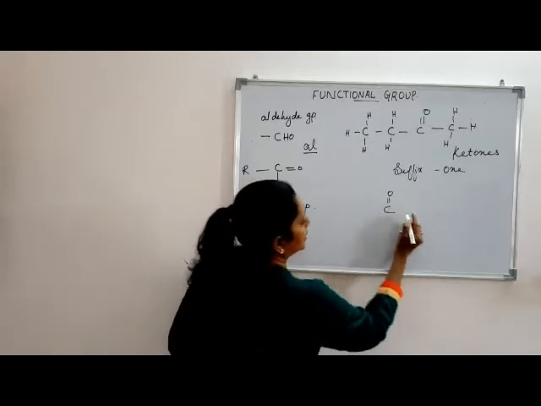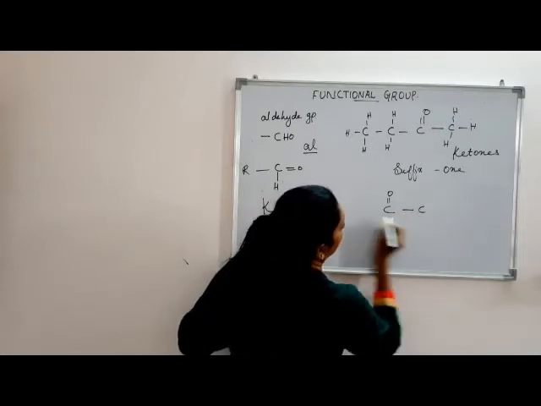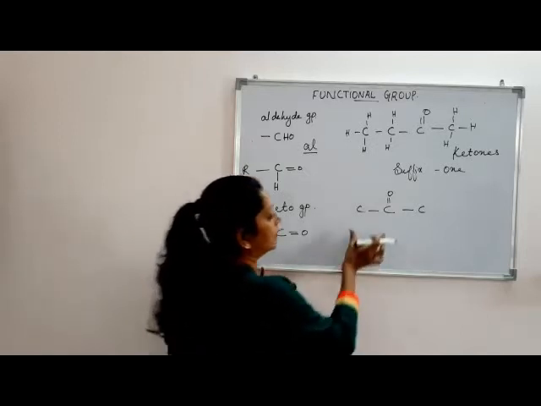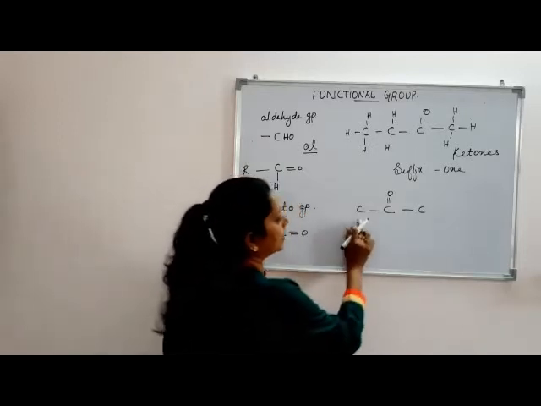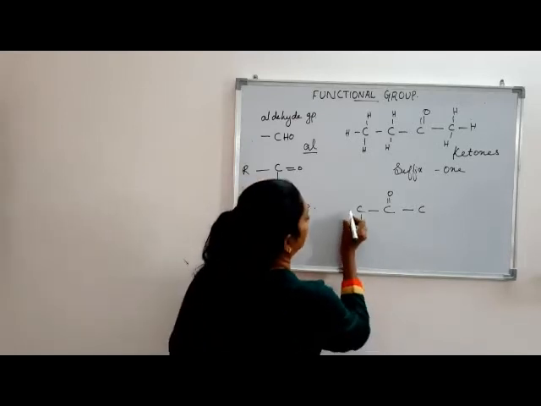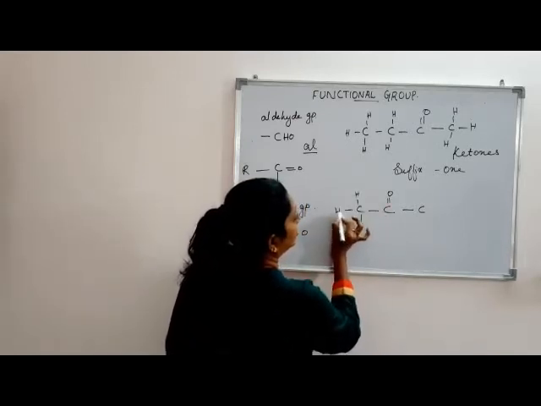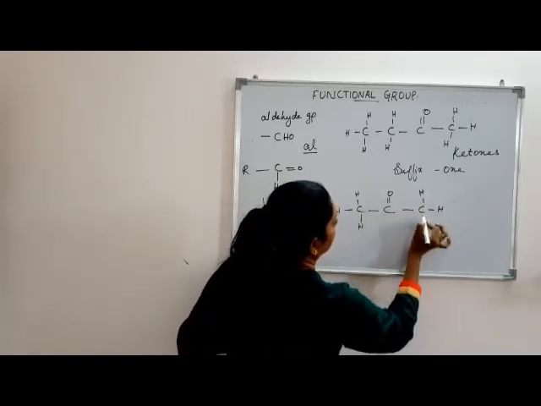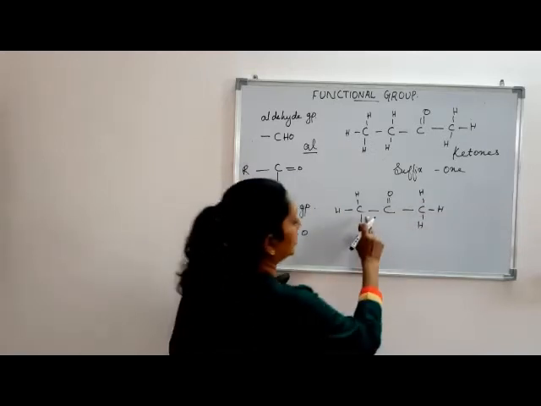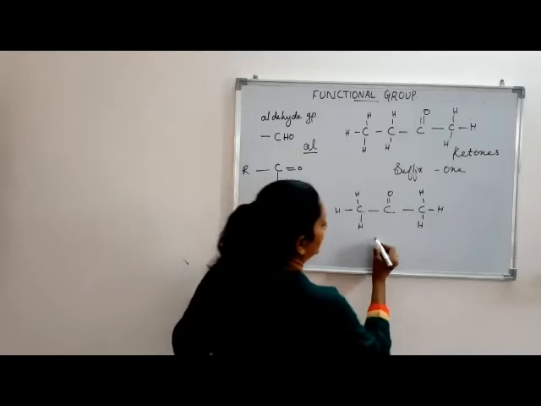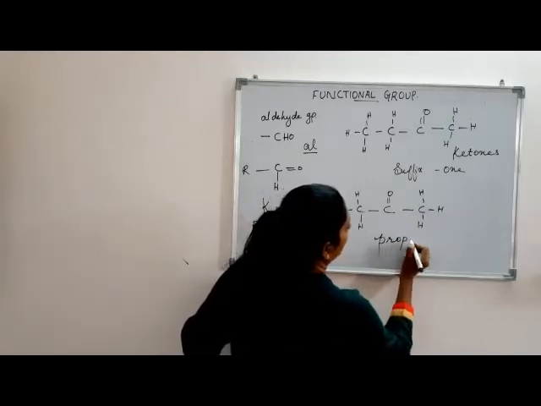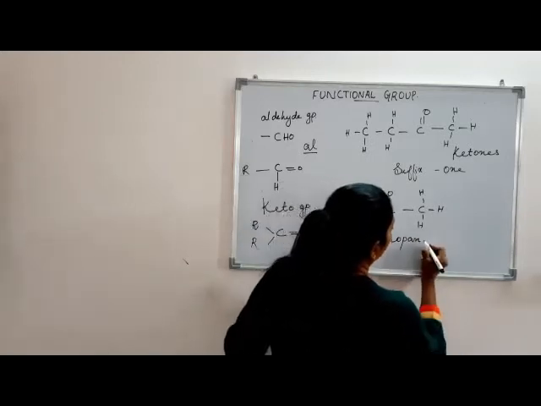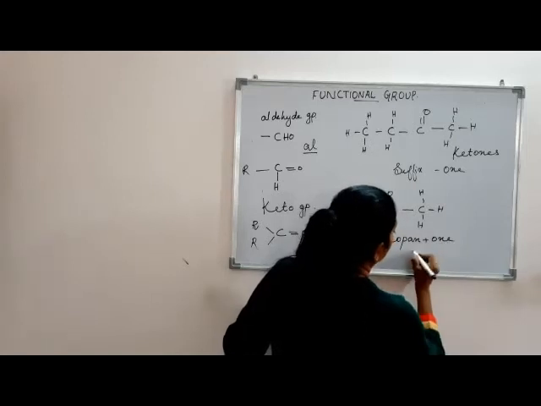That means keto group is here, 1 valency with 1 carbon atom, and here the other carbon atom 1, 2, 3 and 4. That means the first member of ketone contains how many carbon atoms? 3 carbon atoms. So the valencies can be completed like this. And this compound contains how many carbon atoms? 1, 2 and 3. So propane is the parent molecule and we are dropping this E and adding ONE. So the compound is propanone.